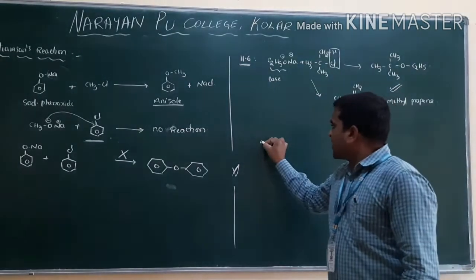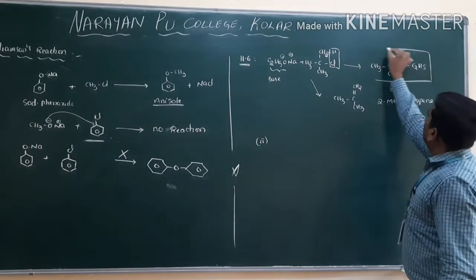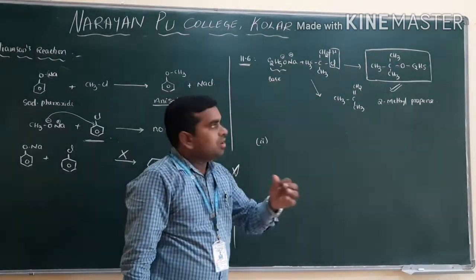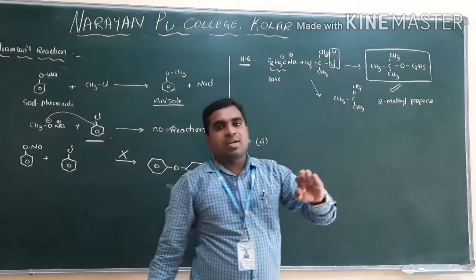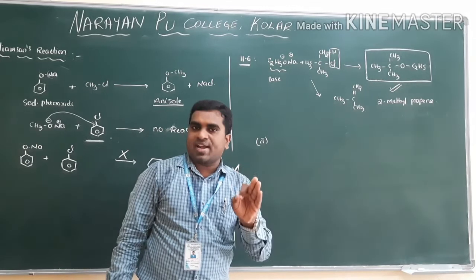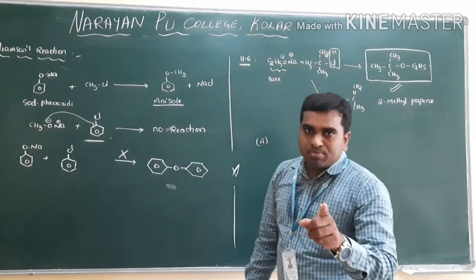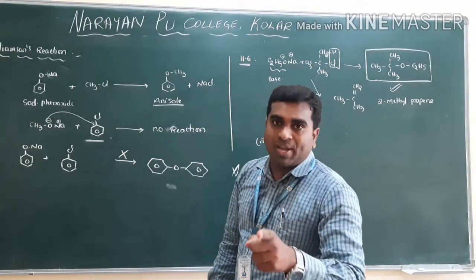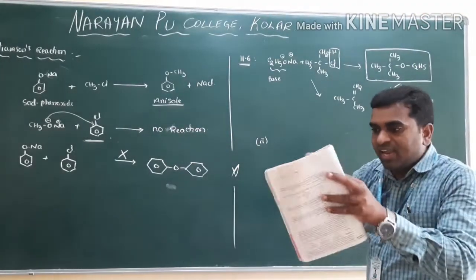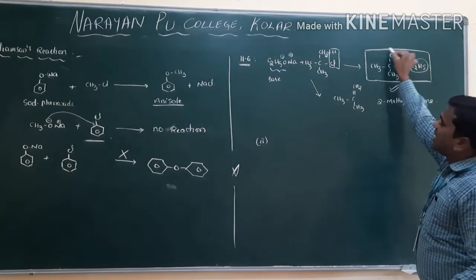Now the second question: what is the convenient method to prepare tertiary butyl ethyl ether? Ethers are mainly prepared by Williamson's reaction, where one reactant should be an alkyl halide and the other a sodium alkoxide. In Williamson's reaction, since the SN2 mechanism operates, you have to take the alkyl halide that is less bulky. Which one is less bulky here? C2H5 is less bulky and this is the bulky group.